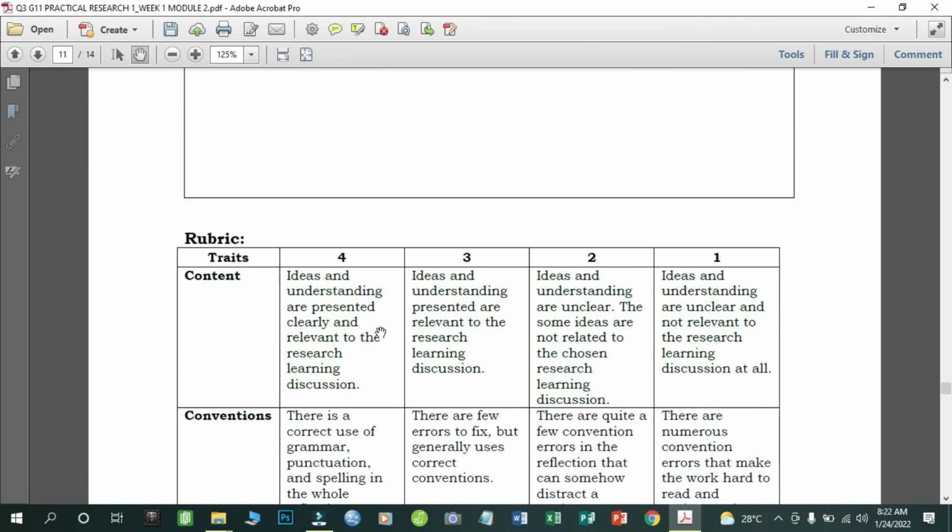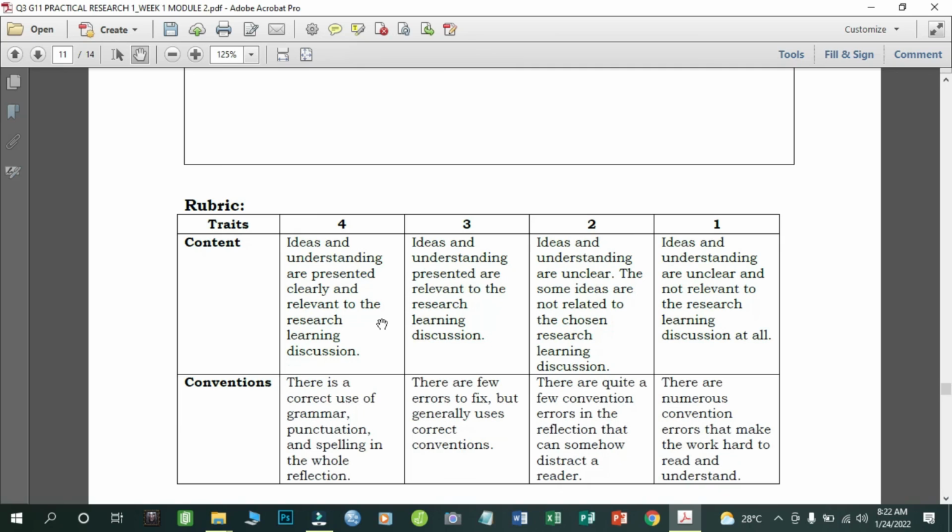Then this is the rubric for grading your output. You will be given 8 points. 4 points for content: ideas and understanding are presented clearly and are relevant to the research learning discussion. Another 4 points for correct grammar, punctuation, and spelling in the reflection.